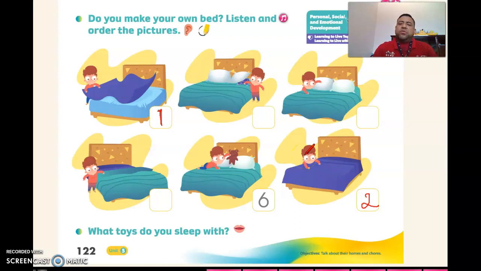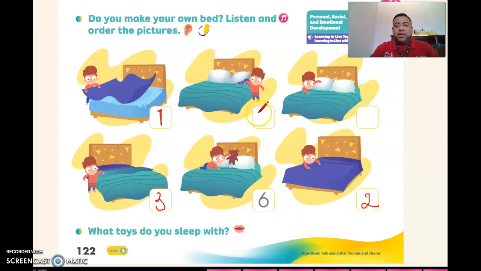Number two, number three. Which one? Which one? Let me think. This one? No. Oh, I think it's this one here. Look, number three. Ustedes hicieron los números más bonitos que yo, así que muy bien.